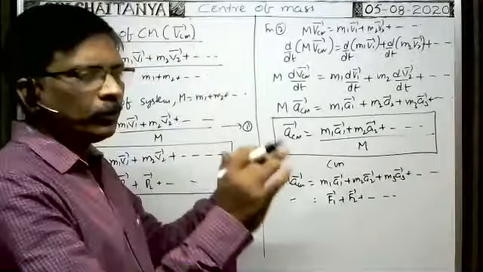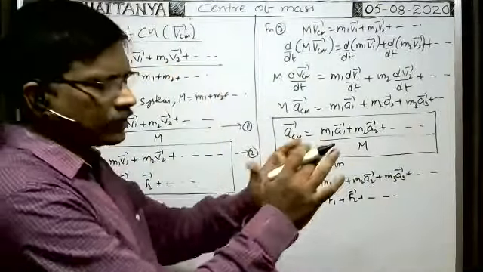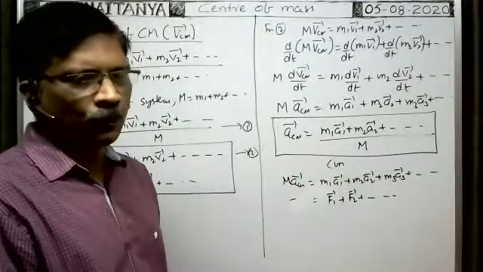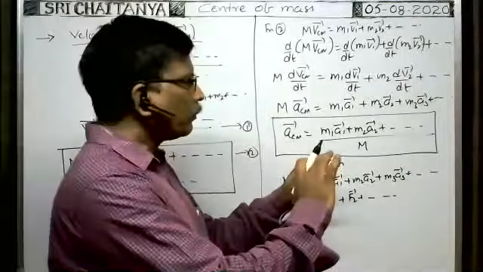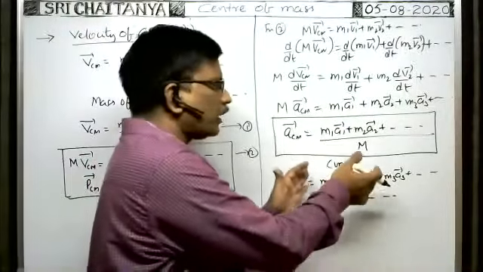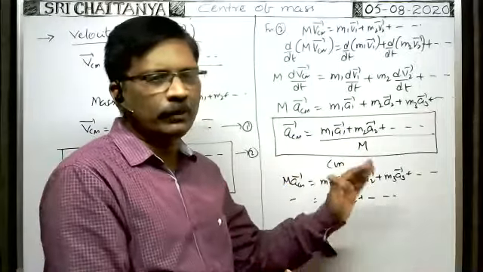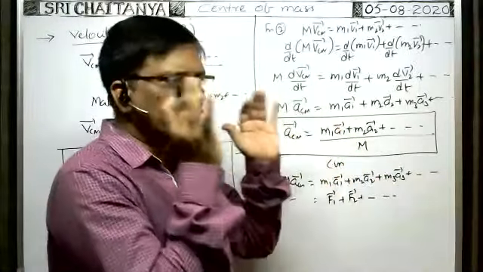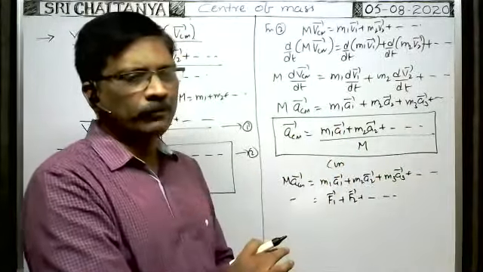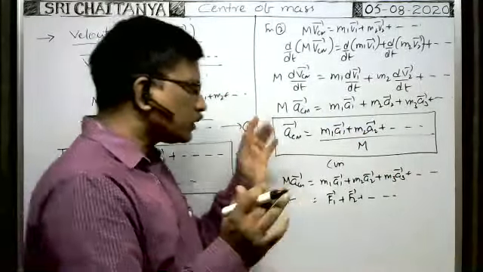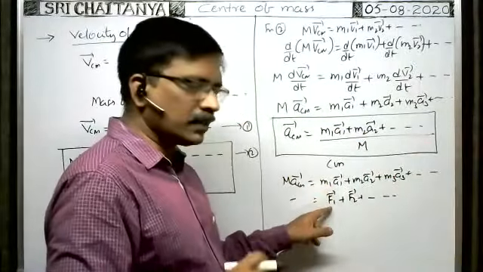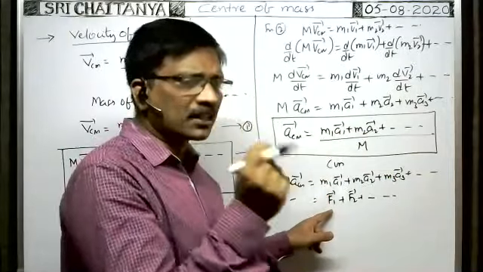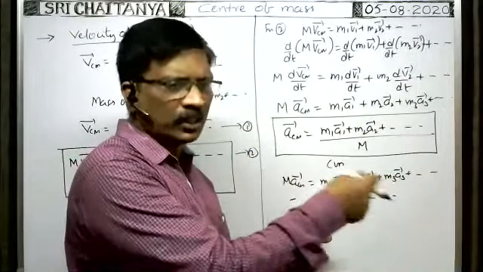That means suppose you apply an external force on the system, and the system is composed of so many particles having masses M1, M2, M3 like that. On the system you apply some external force. Then that external force acts here. The component of that external force acts on each and every particle.